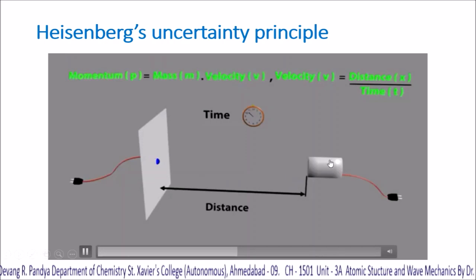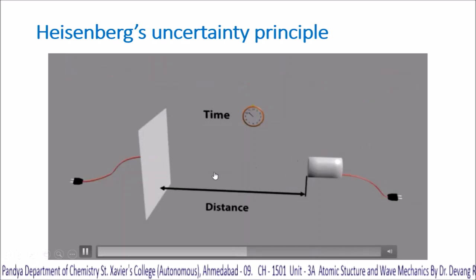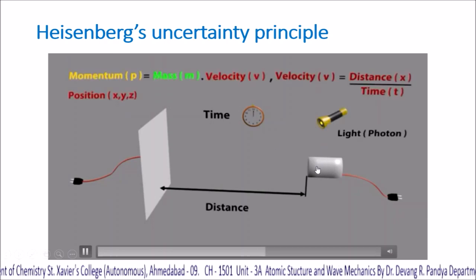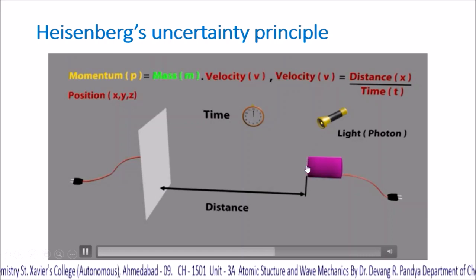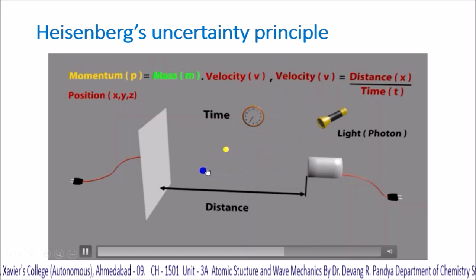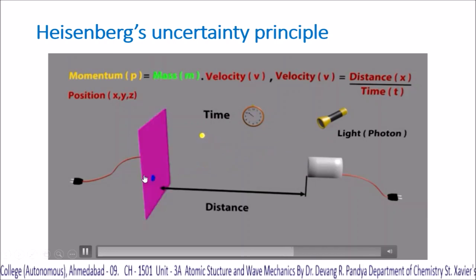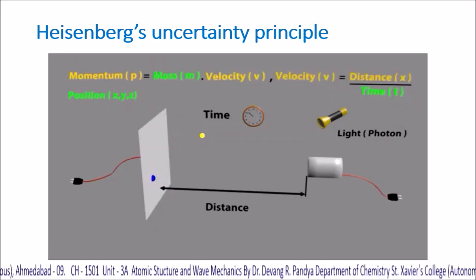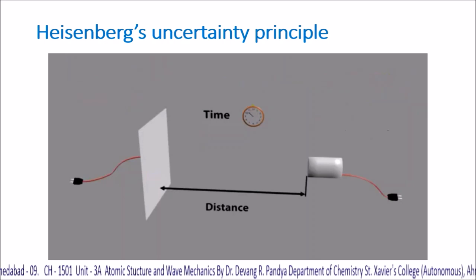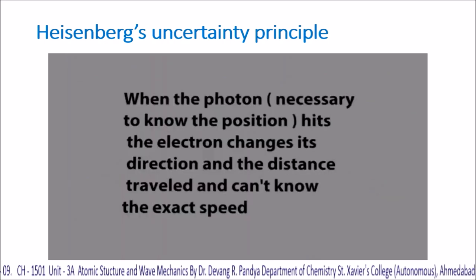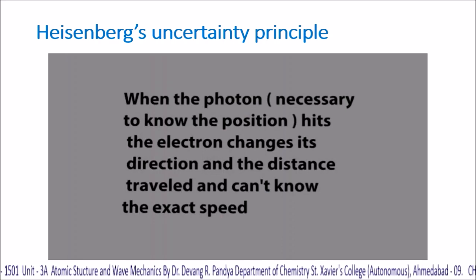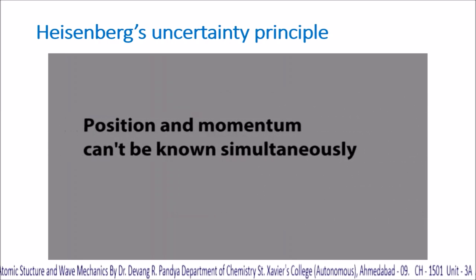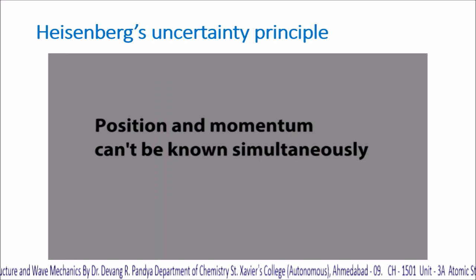But to see this electron, we are going to use some radiation, electromagnetic radiation like light or photon. Now what happens is it also has a particle nature. The electron already has a particle nature. When they collide, the trajectory will get changed. It will get a different position. So if we are going to measure the momentum, the position will get different. So that is what uncertainty Heisenberg wants to tell us. When the photon is used to know the position, the electron changes its direction and moves away. Position and momentum cannot be known simultaneously.